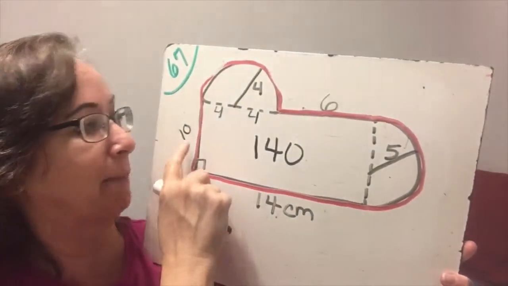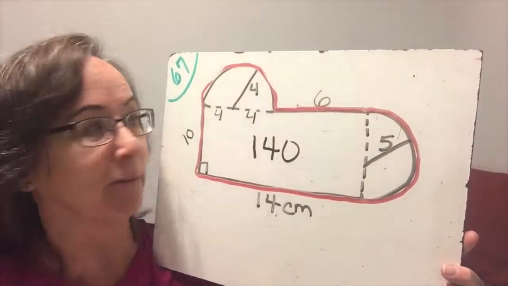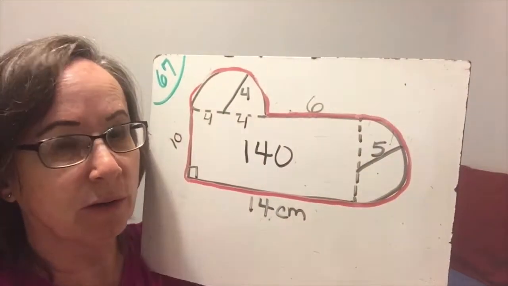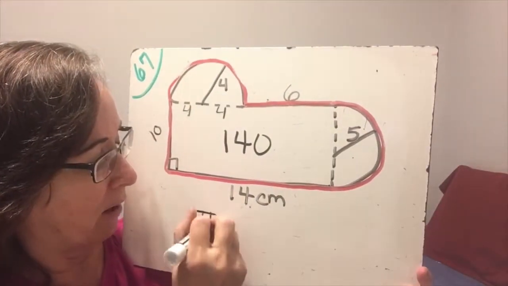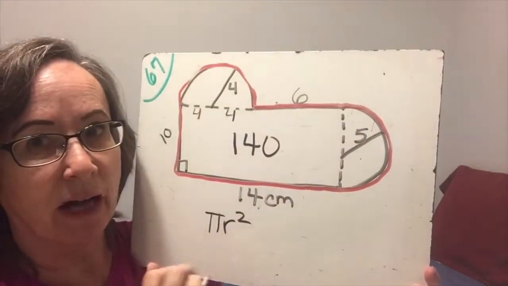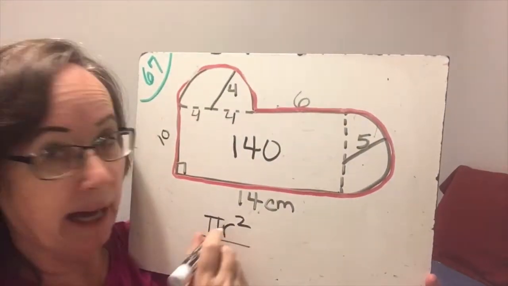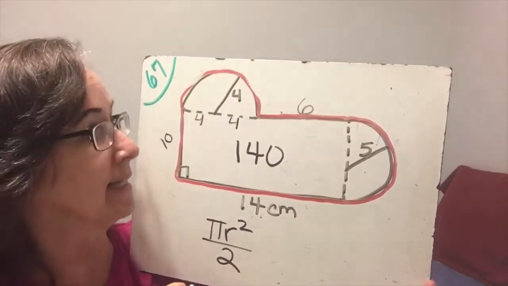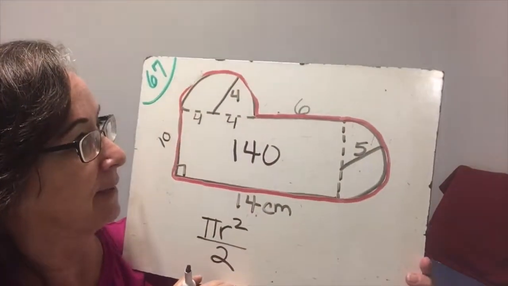Okay, when we multiply by 10, we just tack on another 0, don't we? And then remember that the area of a whole circle is pi r squared. So the area of a half circle is pi r squared divided by 2. We have two different sizes here that we're going to have to calculate.